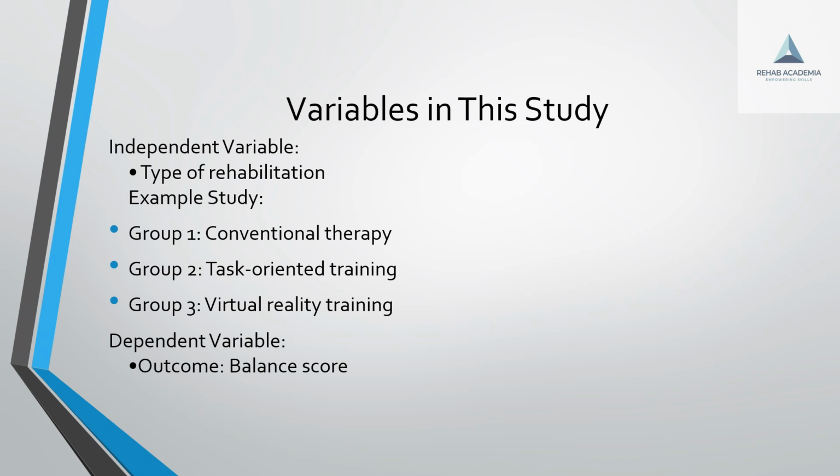The independent variable is the factor that divides the participants into groups. In one-way ANOVA, it is always categorical, such as type of treatment or type of exercise program. For example, Group 1 conventional therapy, Group 2 task-oriented training, and Group 3 virtual reality training. The dependent variable is the outcome we measure. In one-way ANOVA, it must be continuous, such as balance score, walking speed, or any functional outcome-based score.